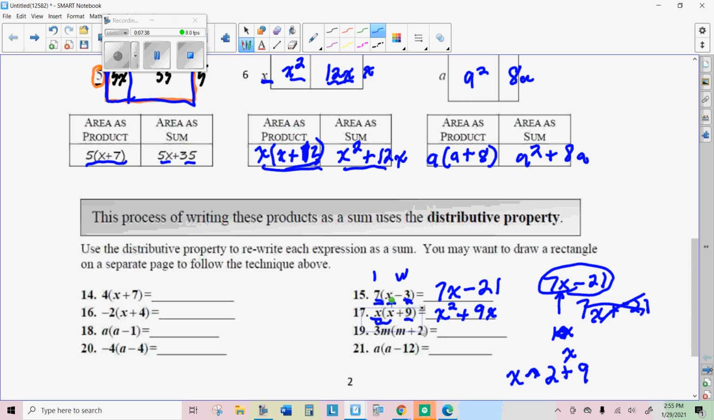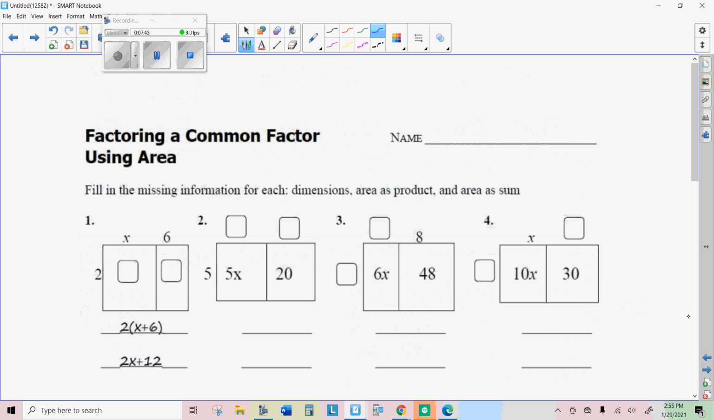But there's more to this lesson. We're going to also learn how to factor, how to undo this process. So remember that to get this area, we would multiply length times width, 2 times x. And to get this area, we would multiply 2 times 6 to get 12. So here are your two expressions that you get.